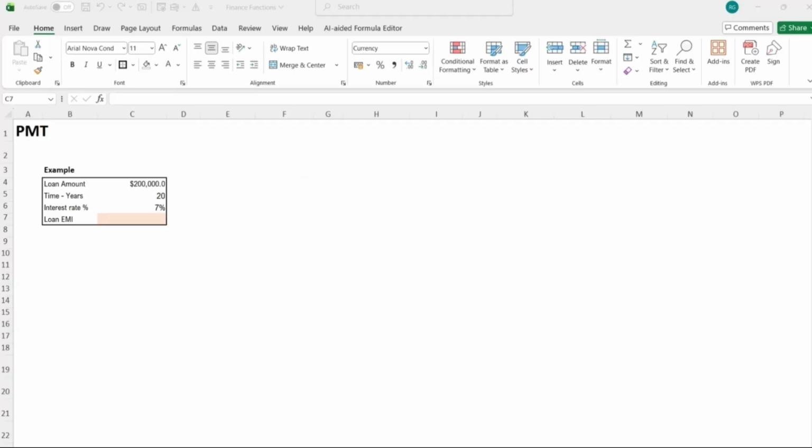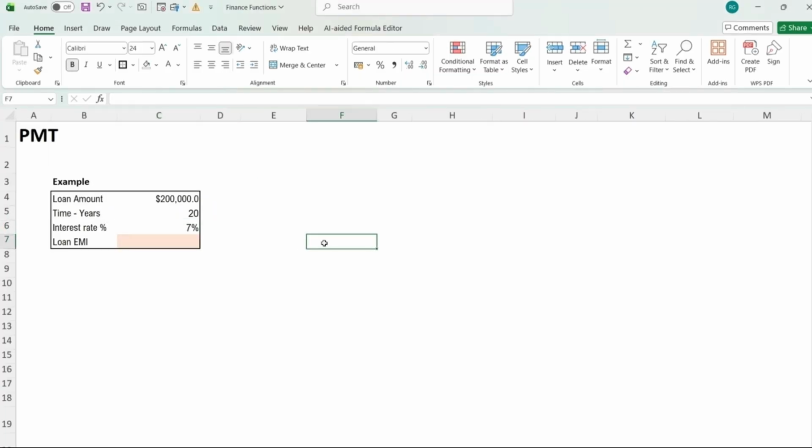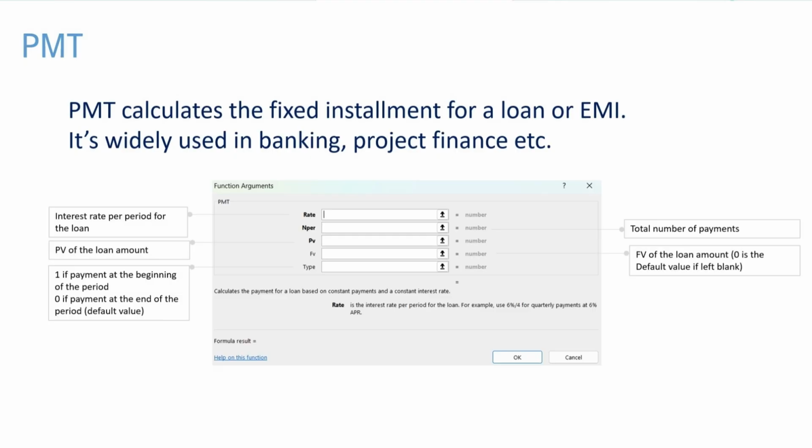So here we have a loan of $200,000. The time period to repay the loan is 20 years. Interest rate is 7%. We are required to calculate the EMI or fixed periodic payment for this loan. Before using the PMT function, let us understand the inputs required.